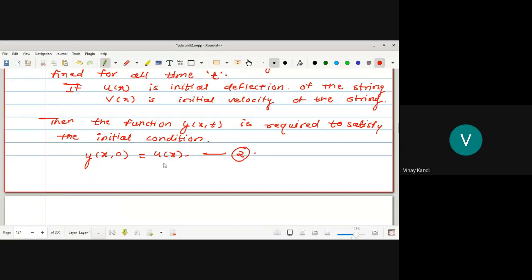So this is the initial deflection. In the bracket write down, this gives the initial deflection of the string.